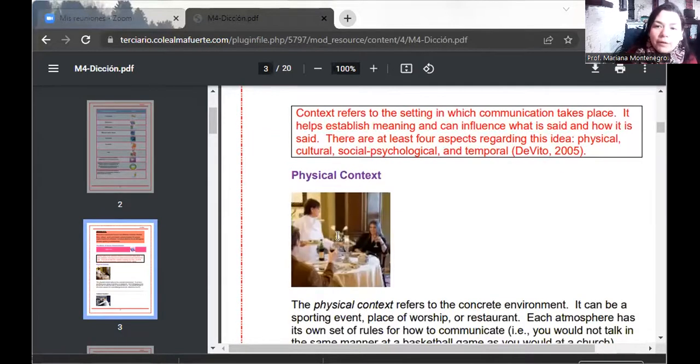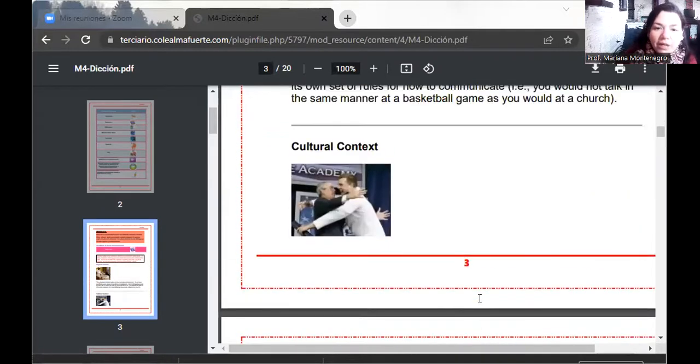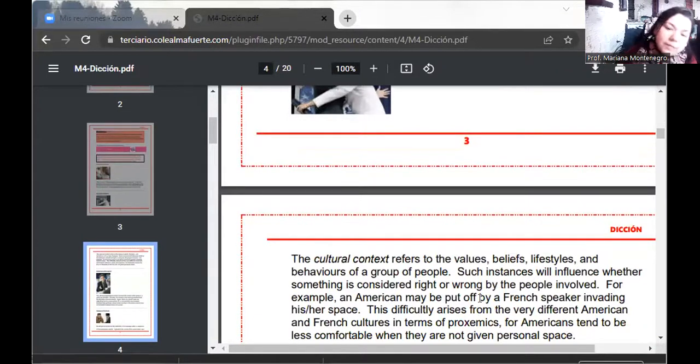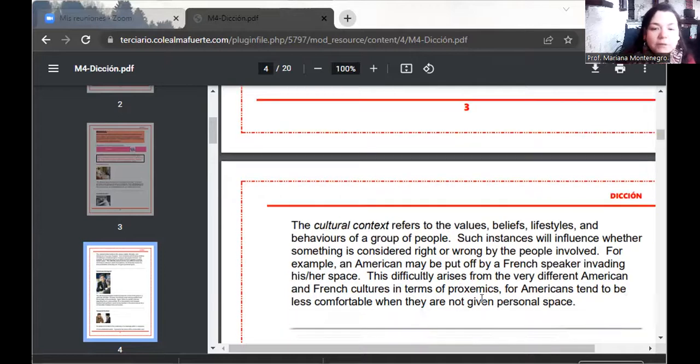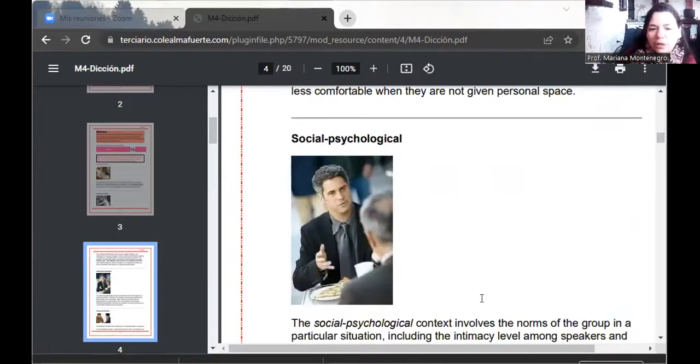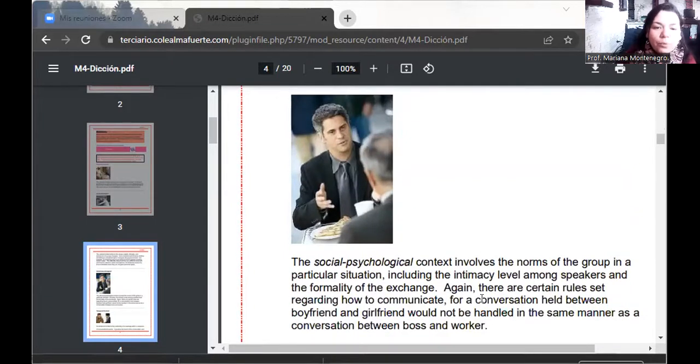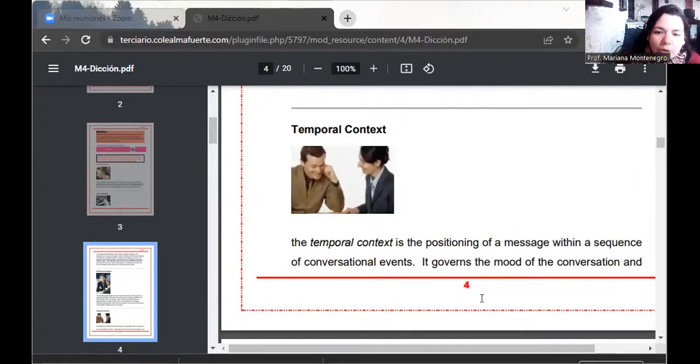And then you have the 4 different contexts. You have the physical context, which refers to the concrete environment where the conversation takes place. Then you have cultural context, which refers to the values, the beliefs, the lifestyles, and behaviors of a group of people. Then the social psychological context, which involves the norms of the groups in a particular situation, including the intimacy level among speakers and the formality of the exchange. And then temporal context, which is the positioning of a message within a sequence of conversational events.